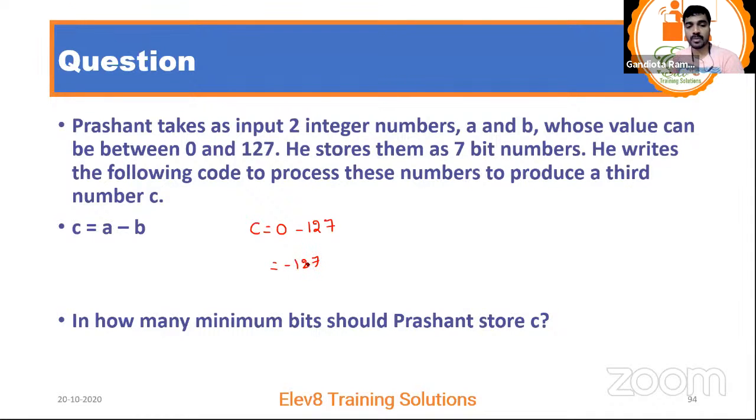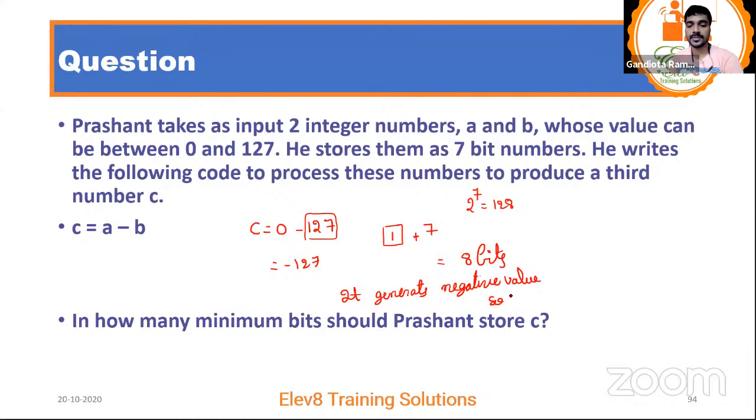So when a minus value comes, it is signed, right? So you should always leave one bit for the sign. The remaining maximum here is 127. To store 127 you require a minimum of 2 power 7, which can store 128, so 7 bits, plus one sign bit. So a total of 8 bits are required for the C value, because it generates a negative value. It's not 7 ma, it's 8 bits ma.